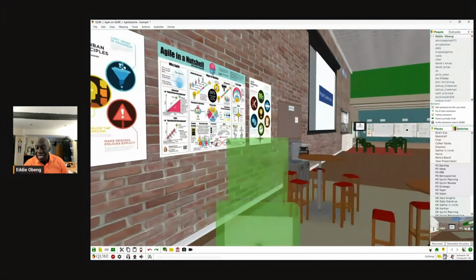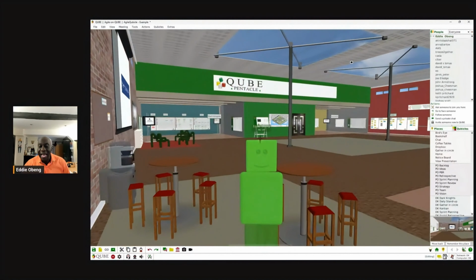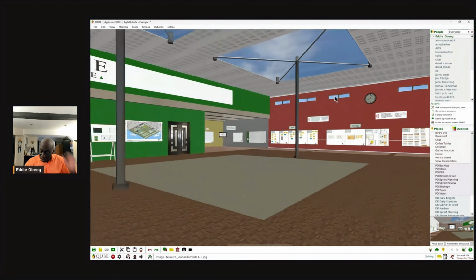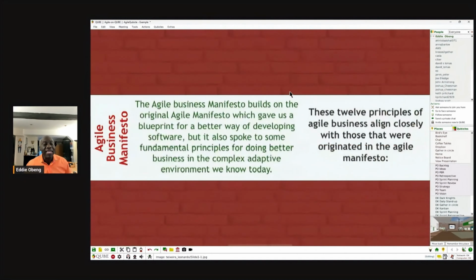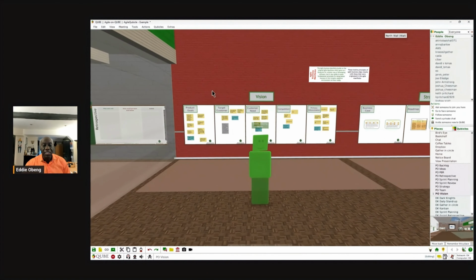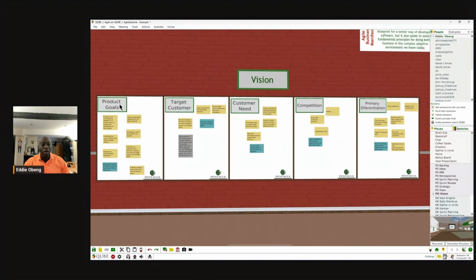But more importantly, the way the cubicle is laid out is so that you can actually run your Agile program from here. So generally what people are trying to do with an Agile program is they're following the manifesto. You probably know about that. There's probably something about vision. You can see something about vision here. So what are the product goals? Who's the target customer? What are the needs?